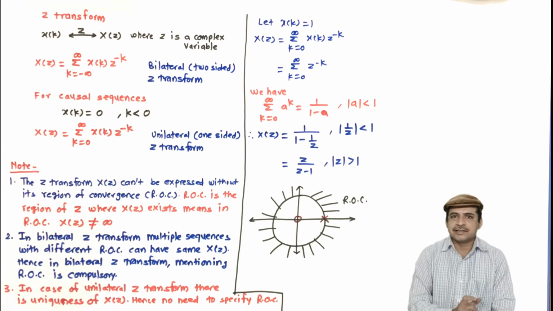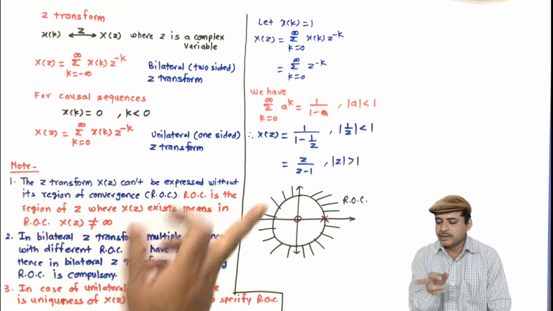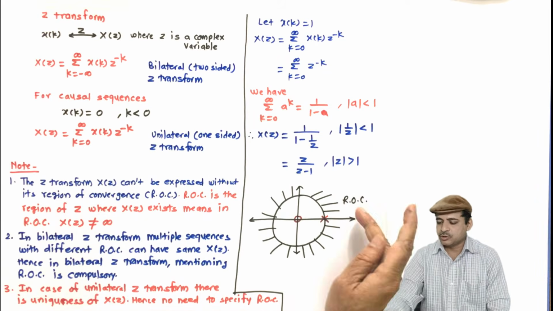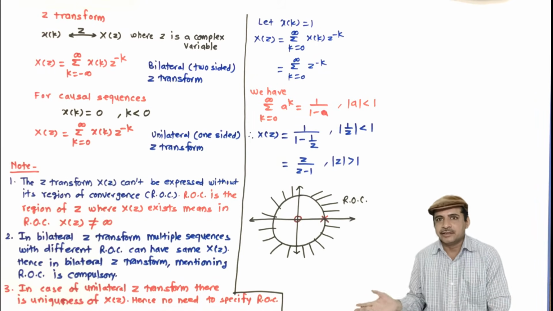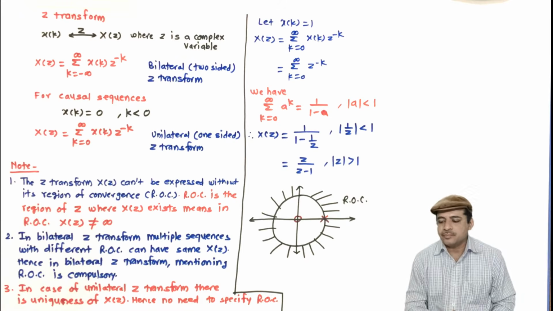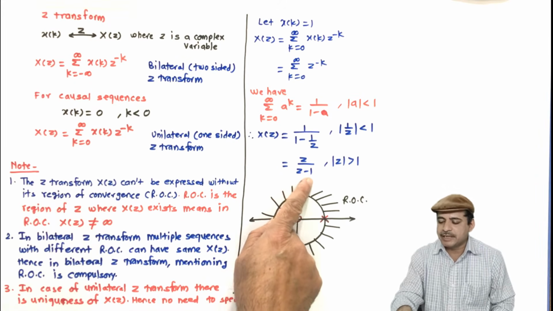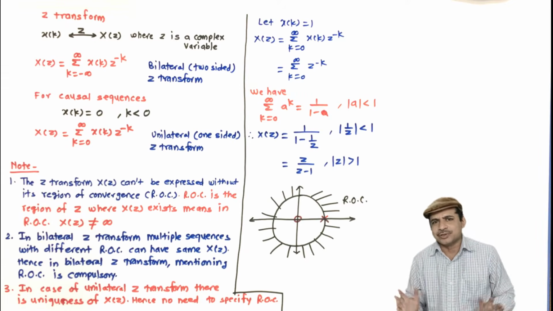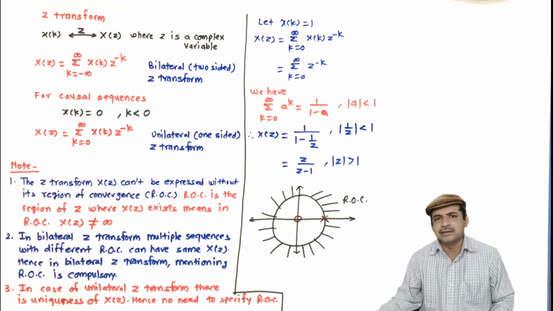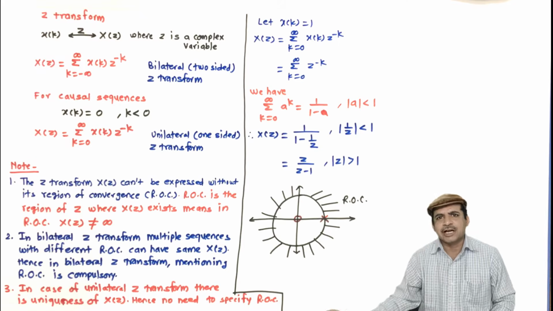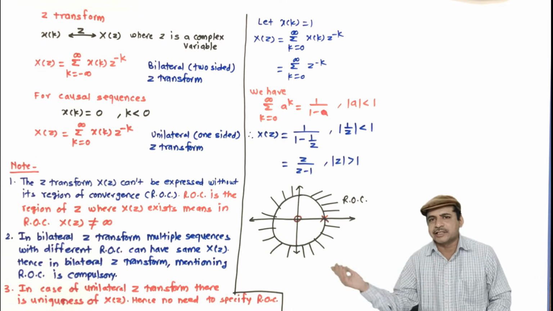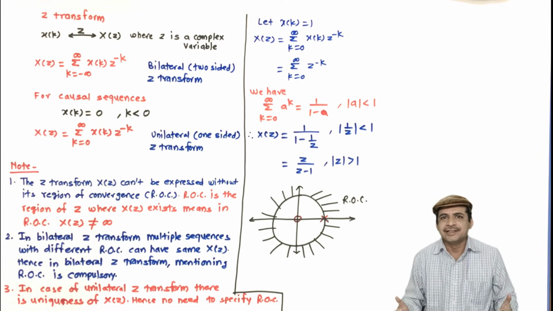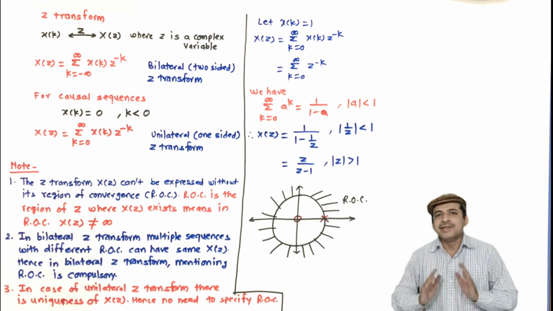And in case of a unilateral signal, what will you get? The ROC will always be outside the outermost pole. Now here you have only one pole at z equal to 1, but X(z) may have multiple poles. Then in case of the unilateral z transform, the ROC is always outside the outermost pole, and that is known. Hence there is no need to mention the ROC.